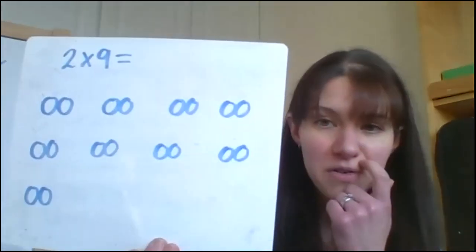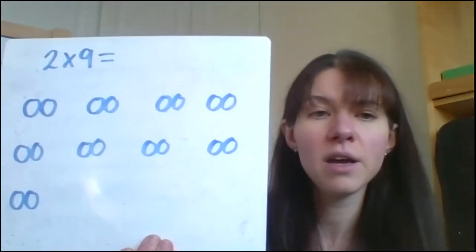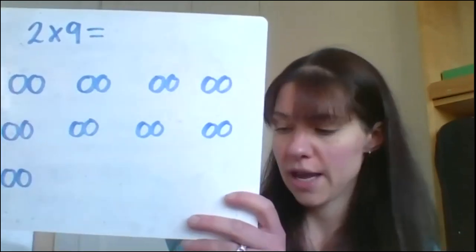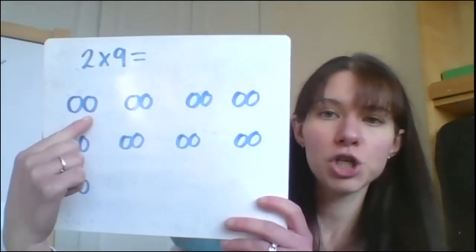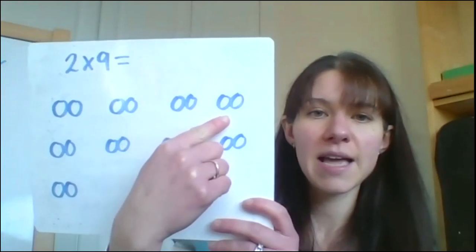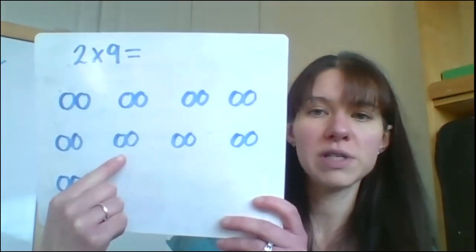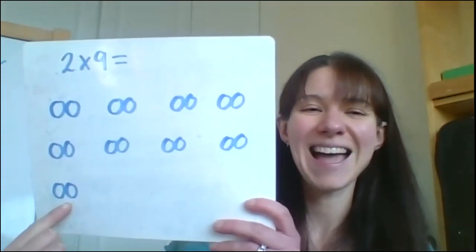Or for some of us, you might be able to double it. I'm going to go in 2s. I'm going to go 1, 2 groups, 3, 4, 5, 6, 7, 8, 9. So I've done groups this time instead of an array. So I've got my 9 groups of 2. Okay, let's count. 2, 4, 6, 8, 10, 12, 14, 16, 18.